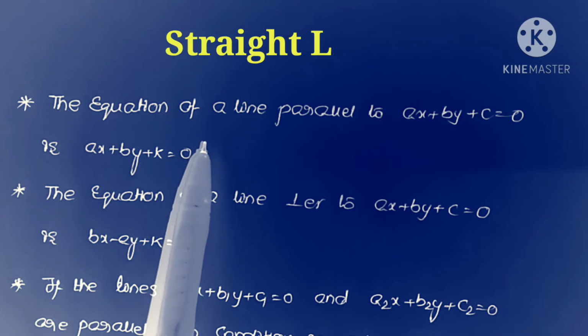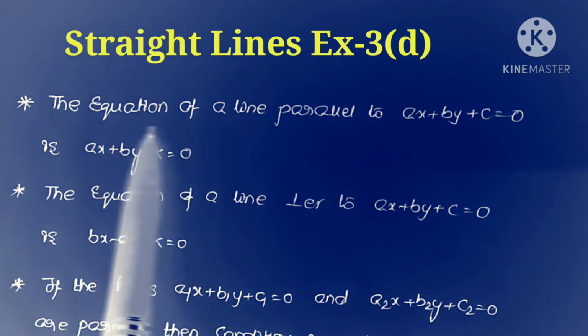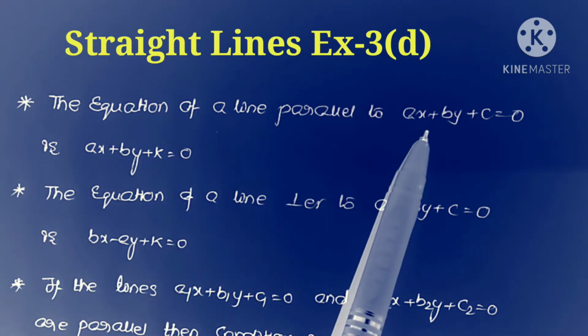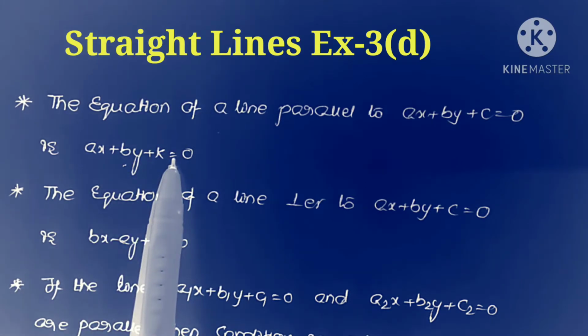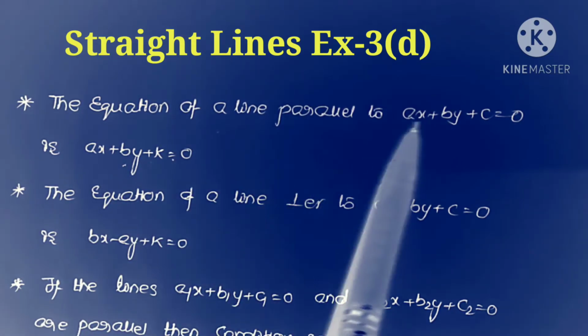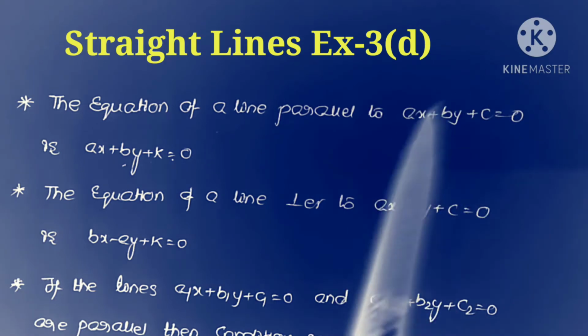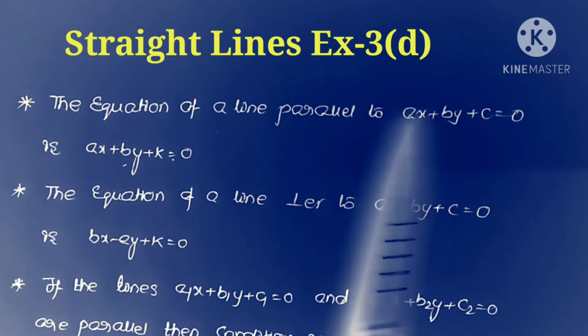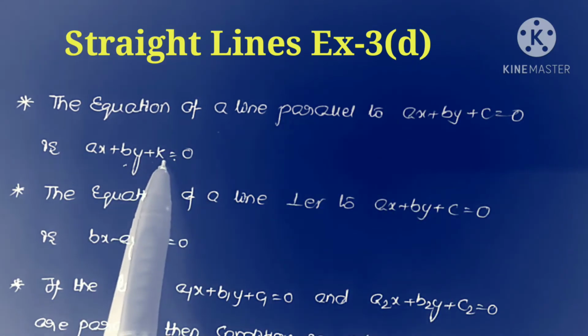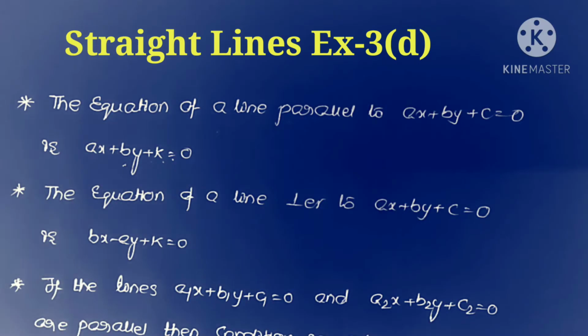In this video, first I am telling you about some formulas. The first formula: the equation of a line parallel to ax + by + c = 0 is ax + by + k = 0. Parallel lines have the same x and y coefficients, so they only differ by the constant, that is ax + by + k = 0.